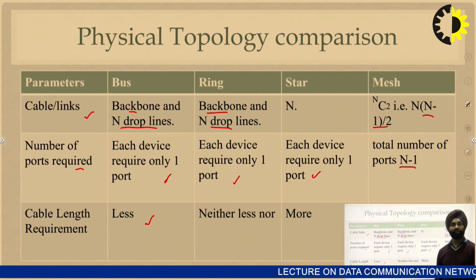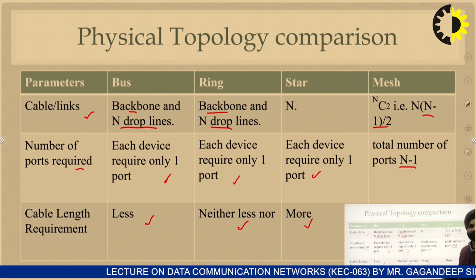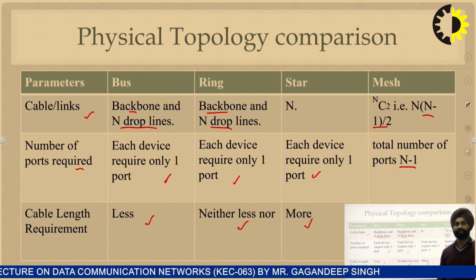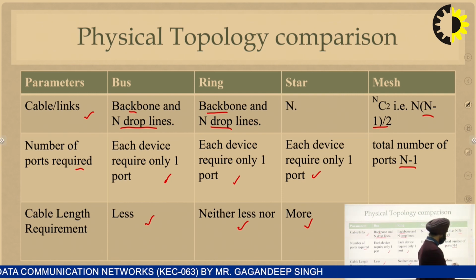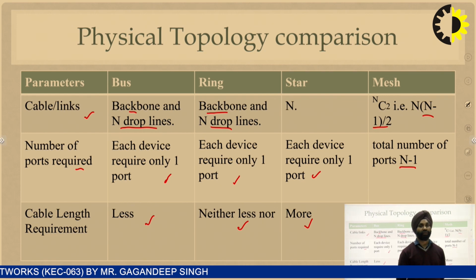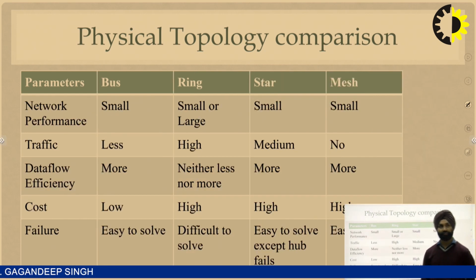the bus requires only the bus line. The ring also requires the bus line only. The star requires a connection from each node to the central point, so it requires a little bit more. But for the mesh network, obviously we require much more network cable for the links.